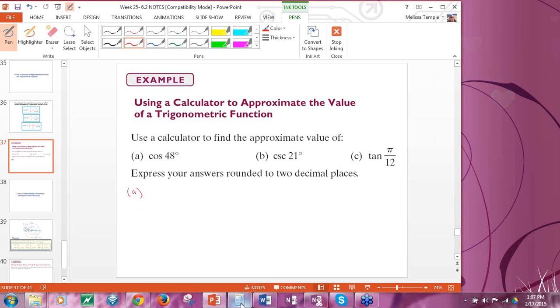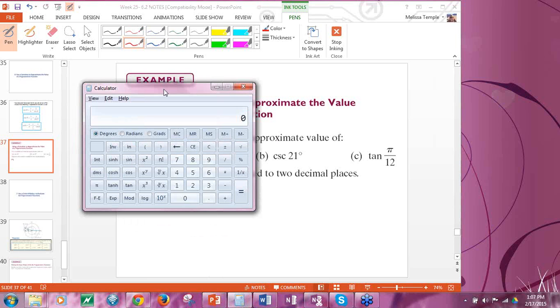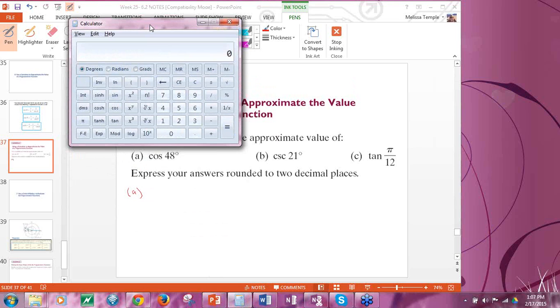Okay, the one on your calculator? Okay, cool, I'll do it on this one too. This one is actually very easy to do. So Landon and Austin, you want to first make sure that you're in degrees mode because we want to find cosine of 48 degrees. Okay? So Landon and Austin, do you have your calculators out?